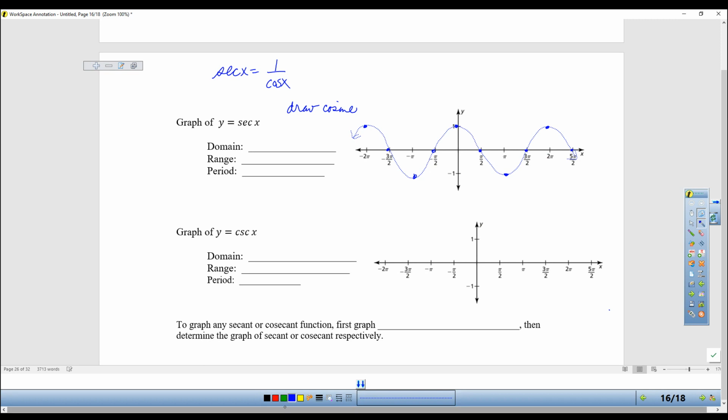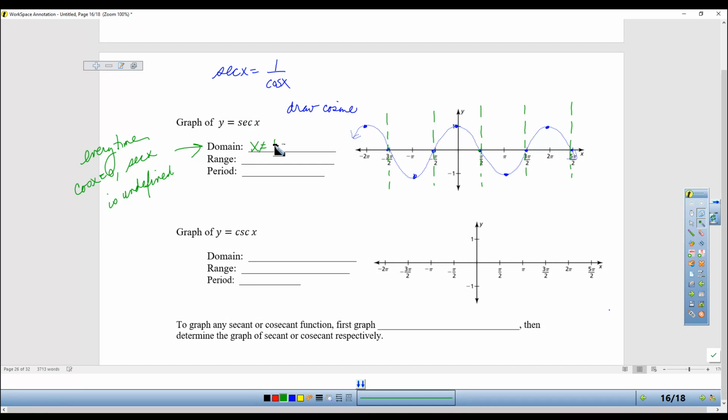Now, there are certain times when secant doesn't exist. Every time cosine is 0, secant doesn't exist. Every time cosine is equal to 0, secant is undefined. So right here, at pi halves, there's going to be an asymptote, just like tangent. At 3 pi halves, going to be an asymptote. At 5 pi halves, going to be an asymptote. So the domain is that x can't be equal to not only pi halves, but then if you keep adding another pi, all the pi's after that.